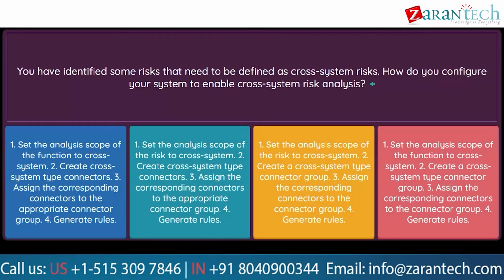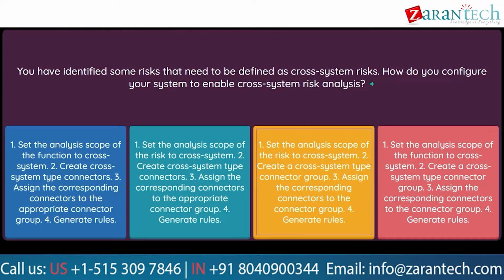Question: you have identified some risks that need to be defined as cross-system risks. How do you configure your system to enable cross-system risk analysis? Option 1. 1. Set the analysis scope of the function to cross-system. 2. Create cross-system type connectors. 3. Assign the corresponding connectors to the appropriate connector group. 4. Generate rules. Option 2. 1. Set the analysis scope of the risk to cross-system. 2. Create cross-system type connectors. 3. Assign the corresponding connectors to the appropriate connector group. 4. Generate rules.